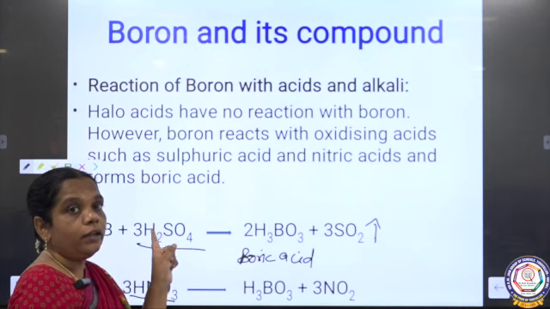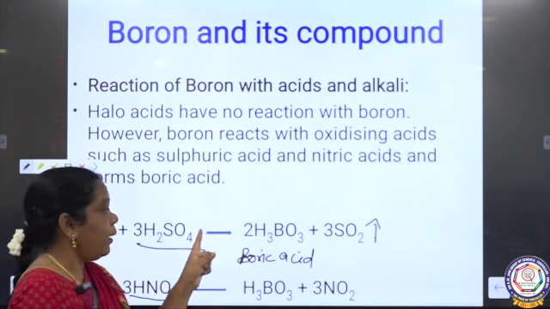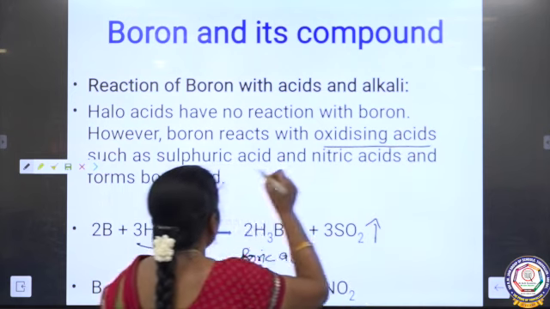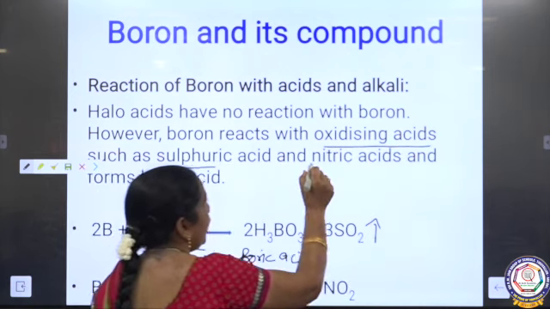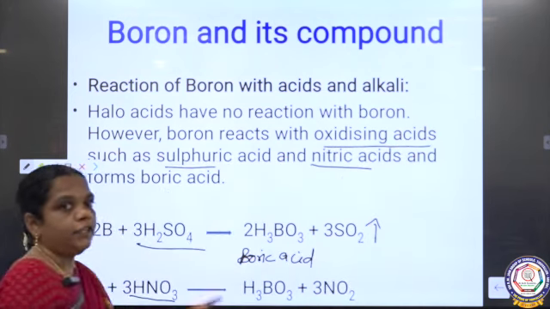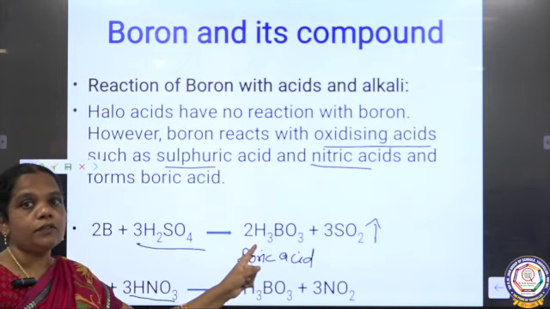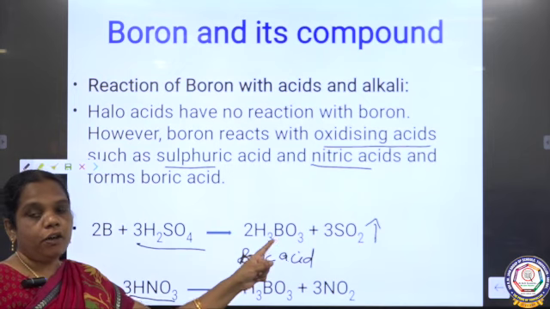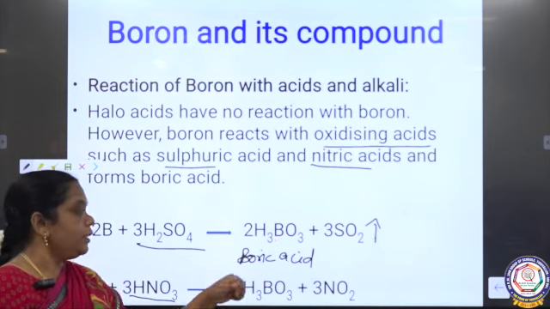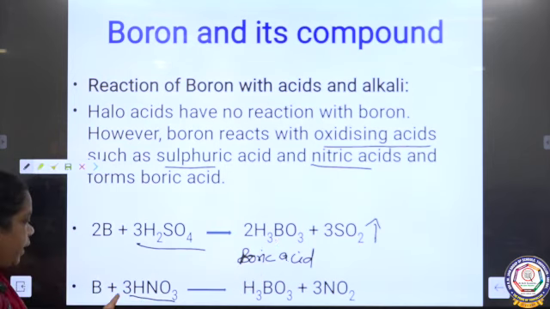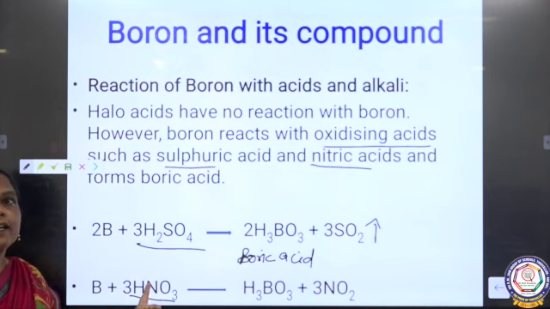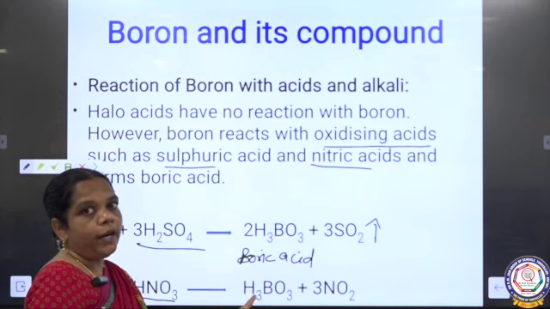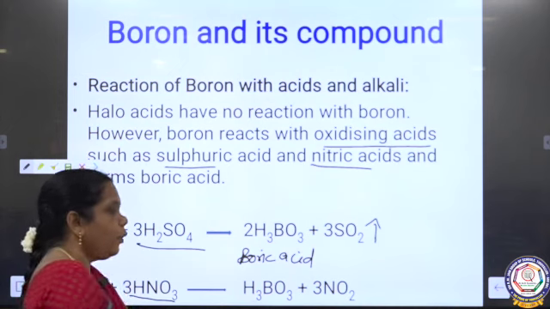So boron reacts with oxidizing acids such as sulfuric acid and nitric acid to give the product boric acid, H3BO3. The formula for boric acid is H3BO3. In the same way, another oxidizing agent, nitric acid, gives again the same product, boric acid H3BO3.